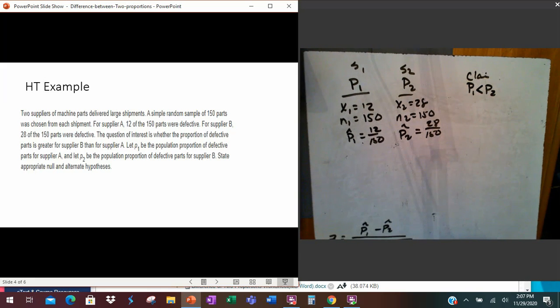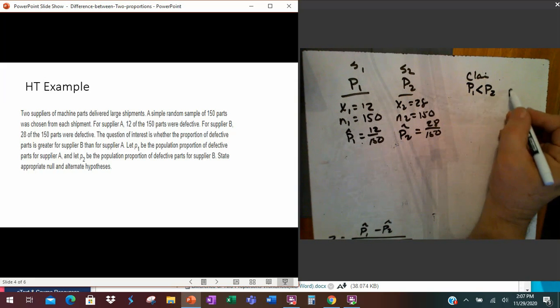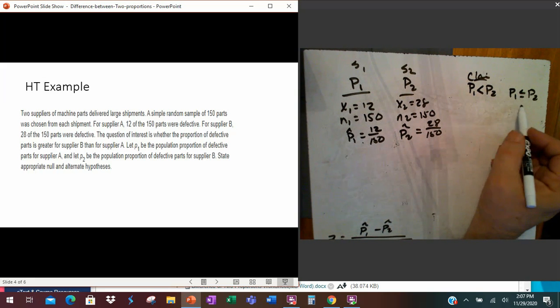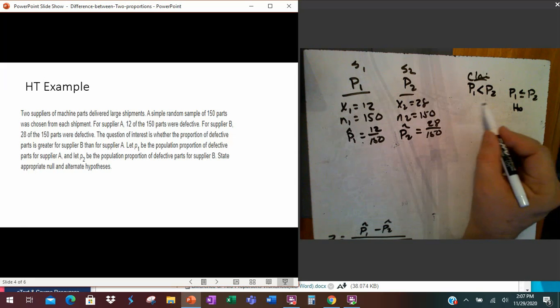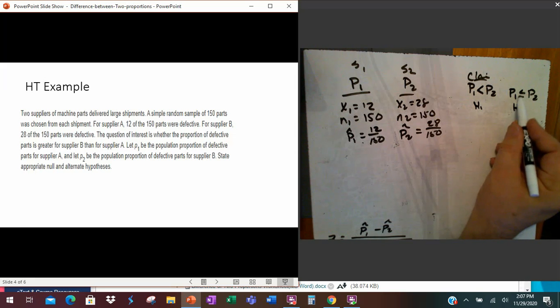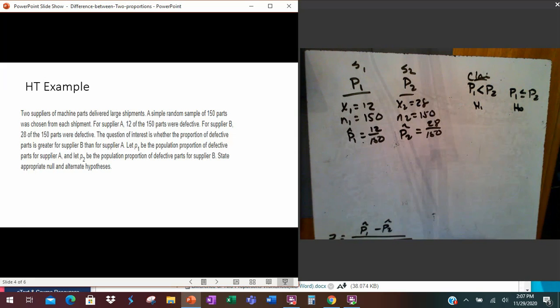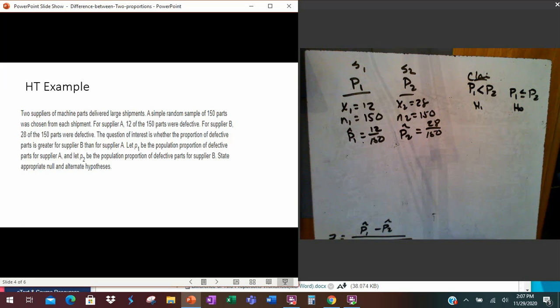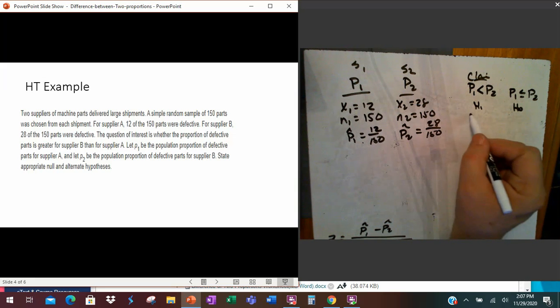Okay, so I need two versions of this. I've got P1 less than or equal to P2. This is the complement. Here's the claim, the complement. Once I've got that set up, then and only then do I need to assign H0 and H1. H0 goes with the equal sign always, don't worry about the claim. This just gets you started. I have to have a claim so that I get a complement. Then I assign H0 and H1, the H0 being the one that has the equality. So H1 tells us the test.